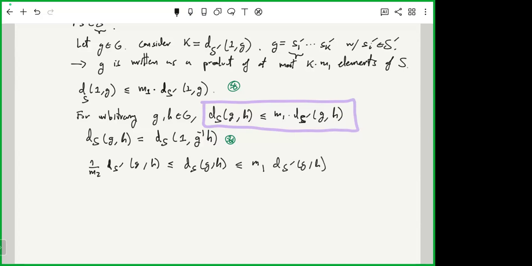So you can see here, I can take M to be the maximum. If M is the maximum of M1, M2, I can see that F is an M0 quasi-symmetric embedding. Okay, so because of these two inequalities here, we got that F is a quasi-symmetric embedding.